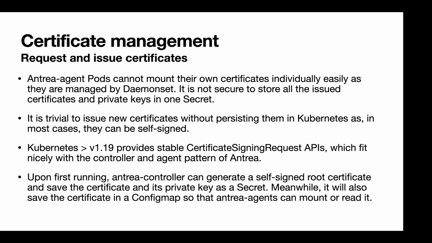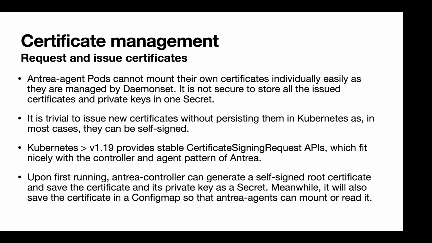For most cases, we can use self-signed certificates for the authentication. So I think it's trivial to issue a new certificate without processing it in the Kubernetes storage database. And Kubernetes provides stable certificate signing request APIs, so it fits nicely with the controller and agent pattern of Antrea. The agent can create a certificate signing request through the Kubernetes API, and the Antrea controller can approve and sign the CSR, and then the Antrea agent can get the certificate through the status and save it as a file in the node.